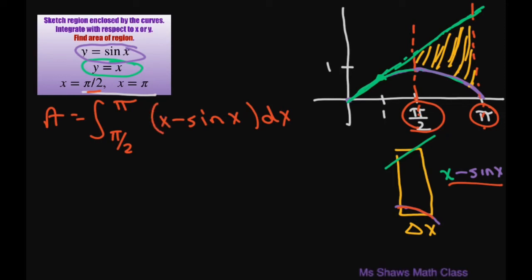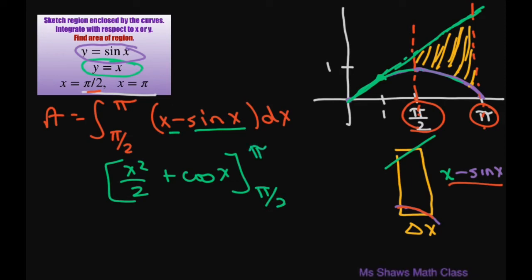All right, now let's go ahead and integrate this. This is going to equal x squared divided by 2, and then the antiderivative of negative sine is positive cosine of x, and we're evaluating this from pi divided by 2 to pi. All right, so this is going to give me pi squared divided by 2, and cosine of pi is negative 1, so it's going to be minus 1.